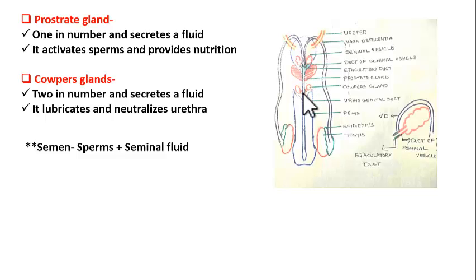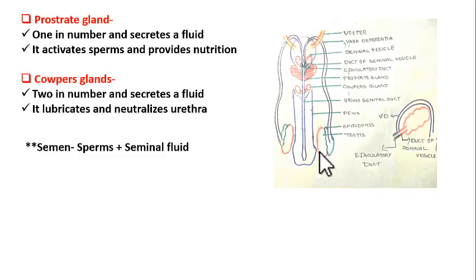Now when the sperms are flowing at this region, the next part is Cowper's glands. They are two in number, they are bulb-like and they secrete a fluid, and this fluid helps in lubricating and neutralizing the urethra. This urethra region is acidic because urine also passes through this duct, and we know urine is acidic. Acidity kills the sperms. So the fluid of Cowper's glands neutralizes and also lubricates this urethra so that the sperms flow through urethra very easily and safely. Got it?